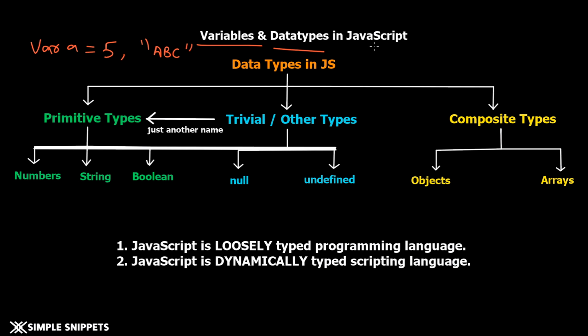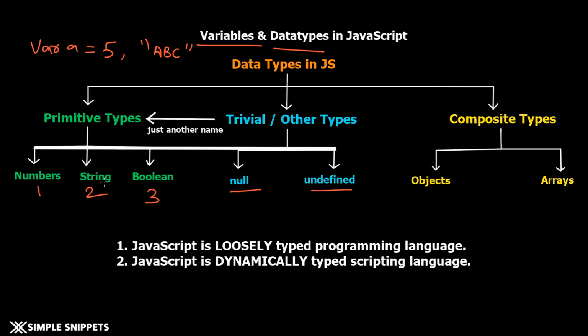So since we are dealing with JavaScript, we have these many data types, as you can see in the tree structure. So we have primitive data types, which are three different types of primitive data types: number, string, and boolean. Then we have some other data types or trivial data types, which are actually primitive only, just that they have one more name, that is trivial or other types, which is null and undefined. So this is 1, 2, and 3.